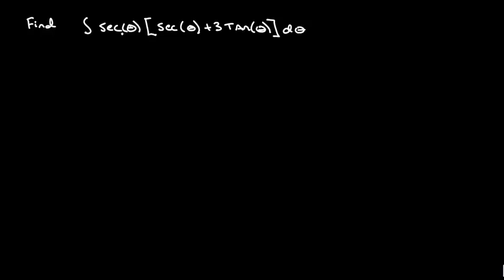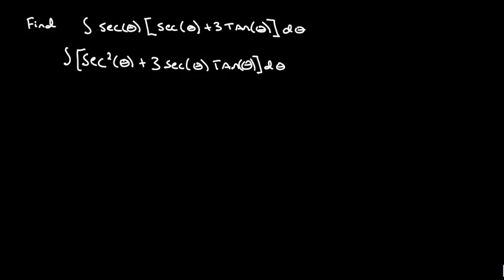So what I'm going to do is multiply secant in. We'll try that. So if we integrate, we'll have secant squared theta, because it'll be secant times secant, plus 3 times the secant of theta times the tangent of theta. And this d theta out here still remains effective to all of this.